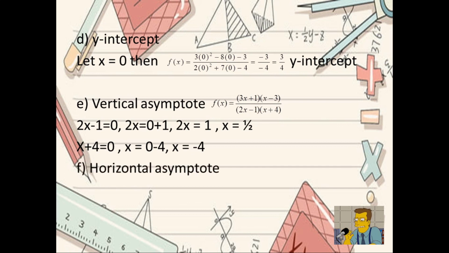Next, the horizontal asymptote. Use the expanded form of the function. So 3x squared minus 8x minus 3 over 2x squared plus 7x minus 4. Then by inspection, n equals m. Thus, f of x equals 3 over 2.